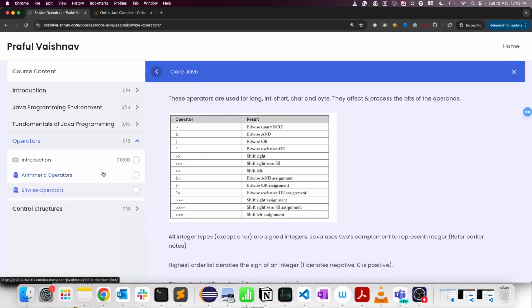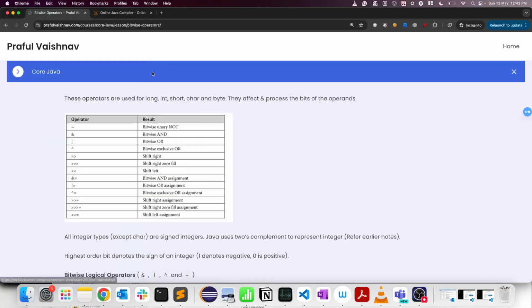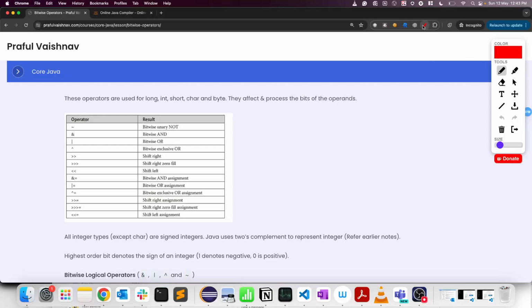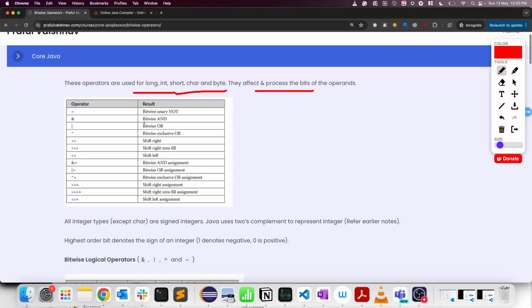So yesterday we covered arithmetic operators. Today let's quickly study the bitwise operators. Bitwise operators are used for long, int, short, char and byte, and they process the bits of the operands. We know bits: 0 1 0 1. So they'll process the bits of the operands. These are all the operators.